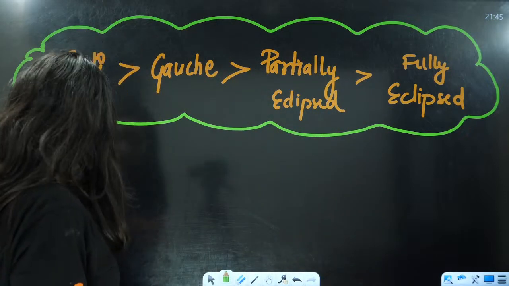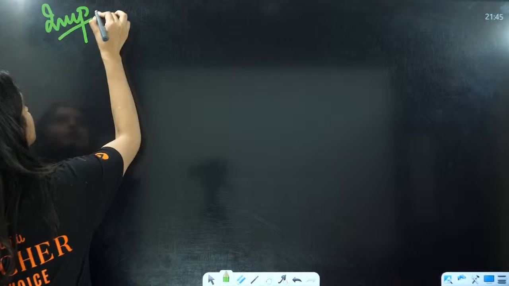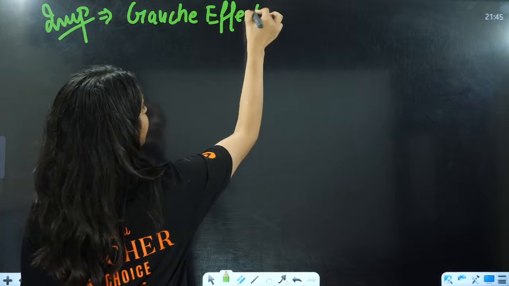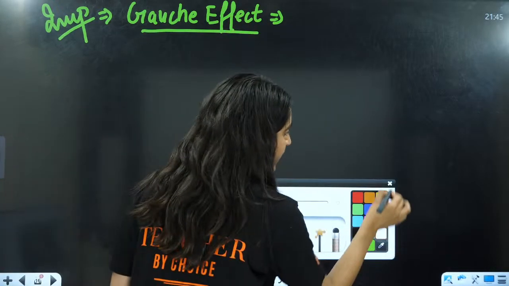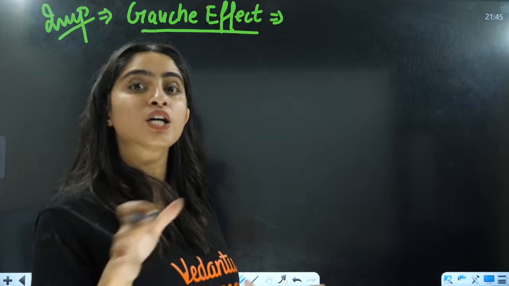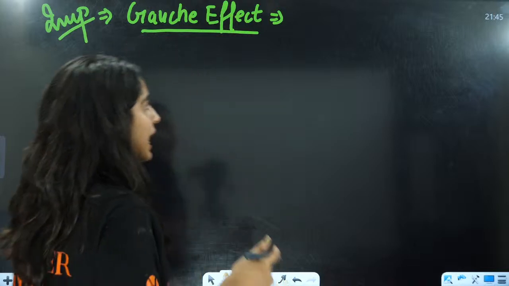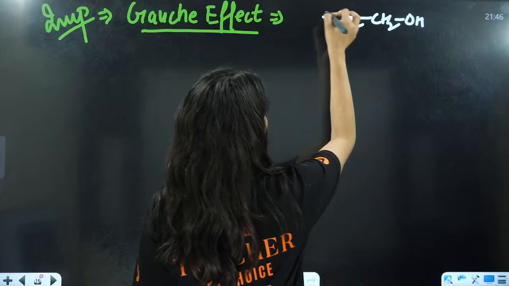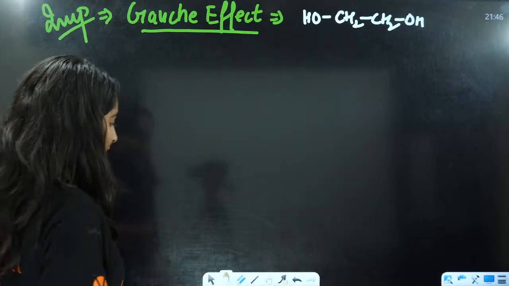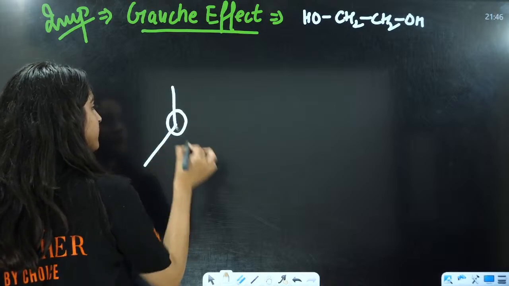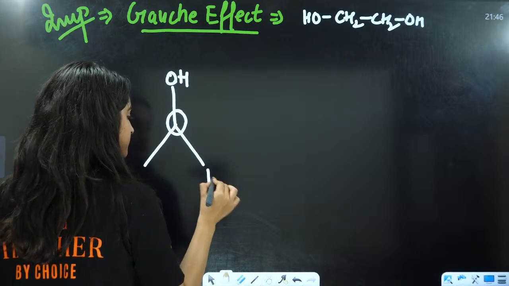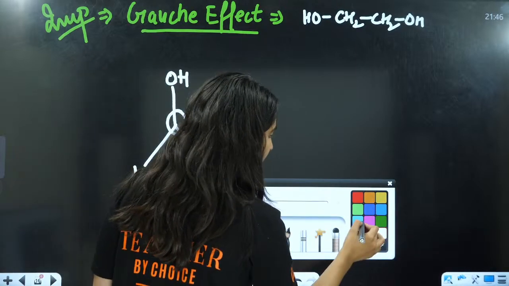Very good. Now, a very important question for you: the gauche effect. What is the gauche effect? The gauche effect states that if there is hydrogen bonding, then gauche will be more stable as compared to anti. For example, if we talk about glycol, you will have something like this. This is OH, this is H, this is H.